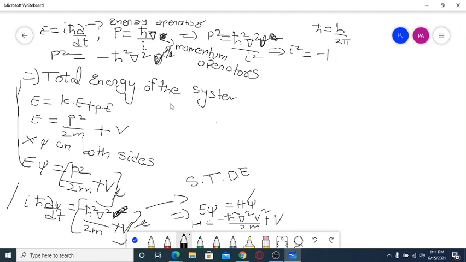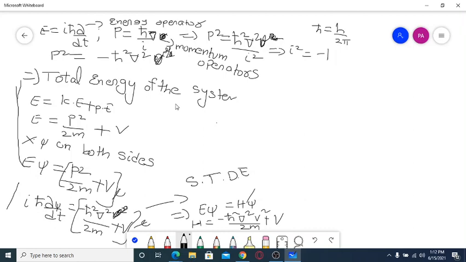So, the total energy of the system. We started with the energy operator, and again I am repeating: i h bar ∂/∂t is the energy operator. Operators in quantum mechanics are used as measuring devices. The momentum is given by h bar by i del, where del is an operator. So p square is equal to h bar square ∇ square by i square. Since i square is minus 1, p square is equal to minus h bar square ∇ square.